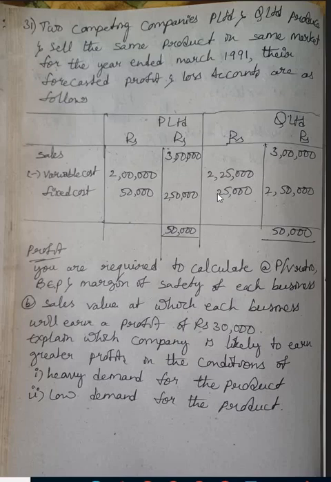Here it is asking you to calculate the P/V ratio, BEP, and margin of safety of each business, and the sale value at which each business will earn a profit of rupees 30,000. So it is asking us to find the sales for a profit of rupees 30,000. If the profit is 30,000, what would be the sale? And explain which company is likely to earn greater profit in conditions of heavy demand for the product and low demand for the product. Let's solve this question.